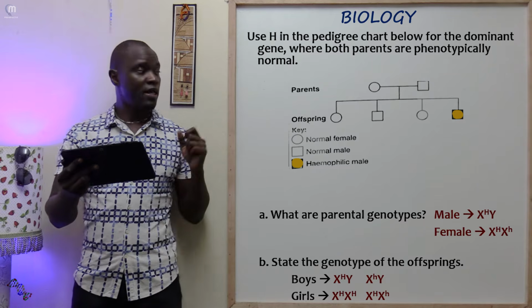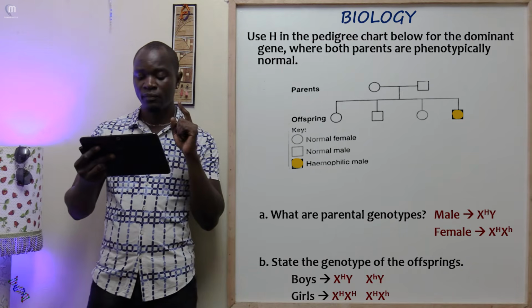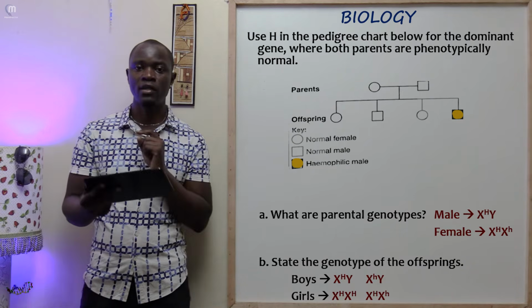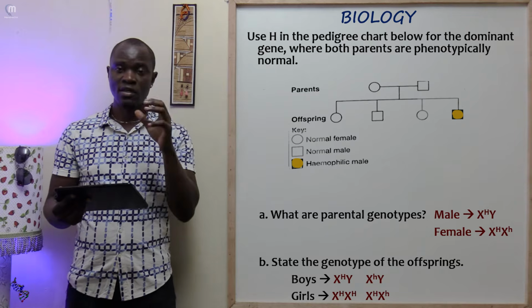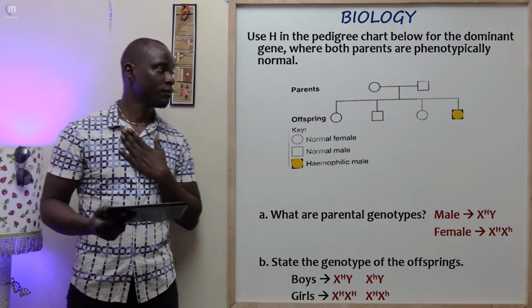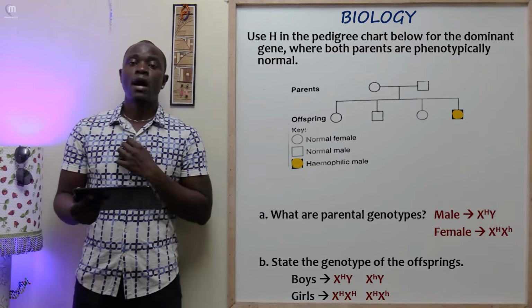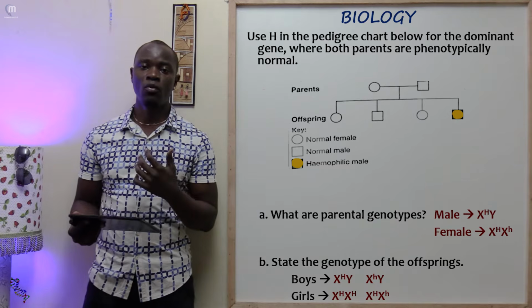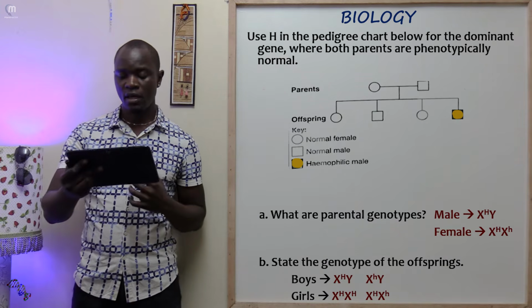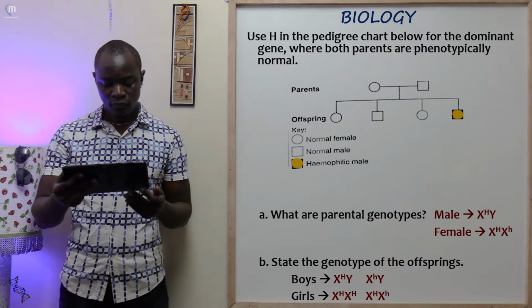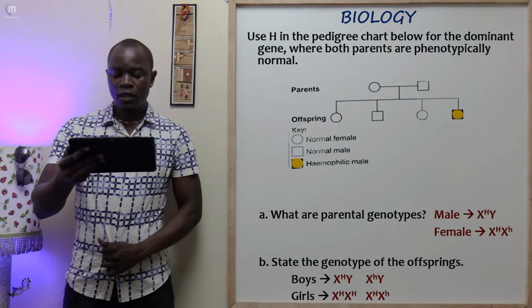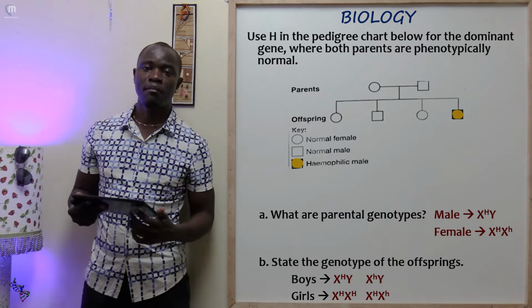But as you can see in the pedigree chart, one offspring is a hemophiliac male. The key says that the circles represent the females and the boxes represent the males. A blank box represents a normal male, while a yellow box represents a hemophiliac male. So I've been asked, what are the parental genotypes?